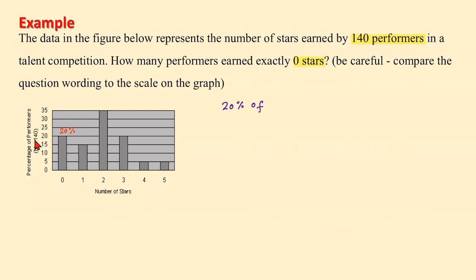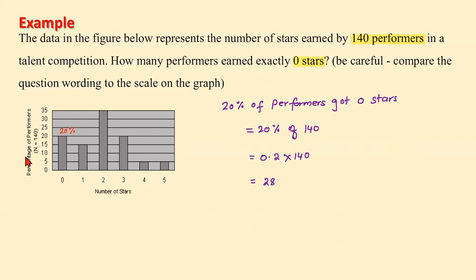20% of performers got 0 stars. That's what we know, which is equal to 20% of 140. Total is 140. So we can write that as 0.2, 20% of 140, times 140. So 0.2 times 140, that is 28. So meaning of that is 28 performers got 0 stars in that talent competition.